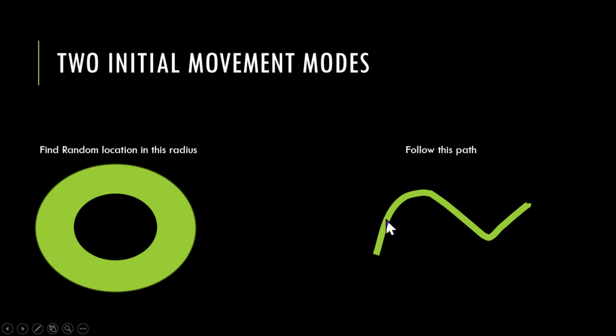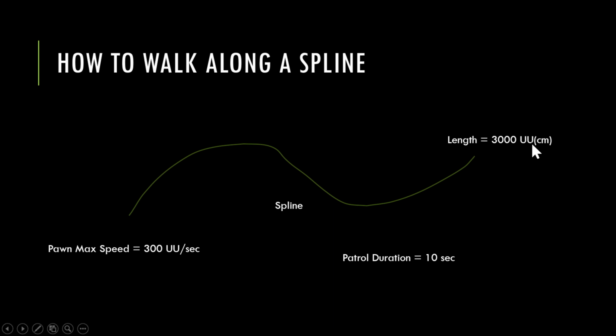The walking along the spline is a bit more complicated. So the first thing we have to look at is we don't know the length of the spline. However, we can retrieve that from the individual spline. So for example, this particular one, let's say that this length is 3,000 centimeters or Unreal units. Unreal units by default is centimeter. You can change that in the editor, but by default it's a centimeter. So this path is 3,000 centimeters.